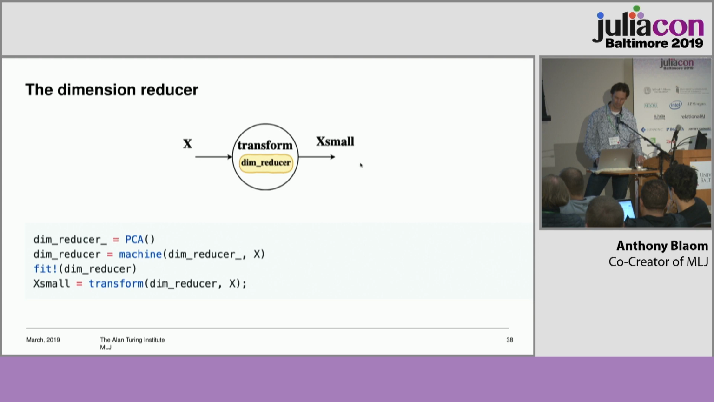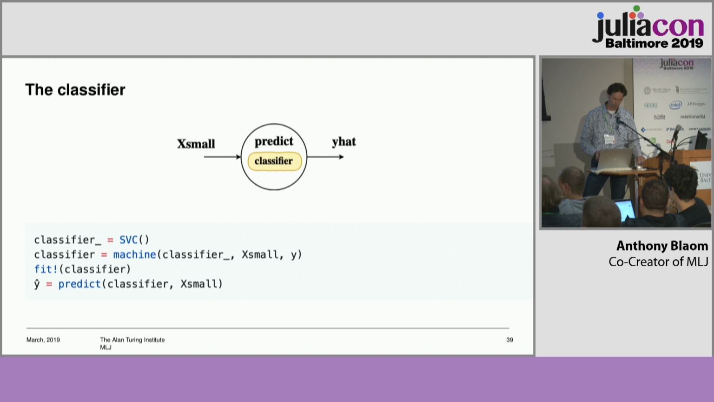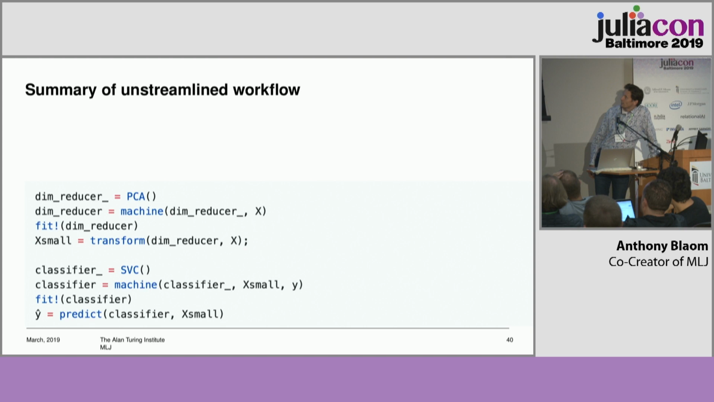The syntax for training a supervised model is basically identical. The only difference here is we have to worry about the target variable: when we bind the data to the model, we have to include the target data as well. And now, of course, the input is the output of the previous model, the dimension reducer. So here's a summary of that code, which is really unstreamlined code in the sense that it's not so convenient at present, because if I make some changes, suppose I want to change the output dimension of the dimension reducer, I have to rerun all this code, right?